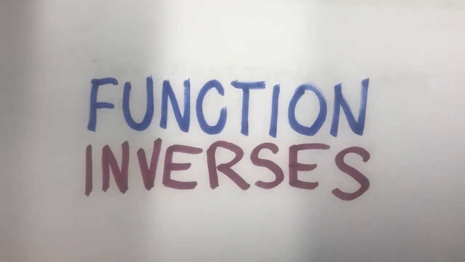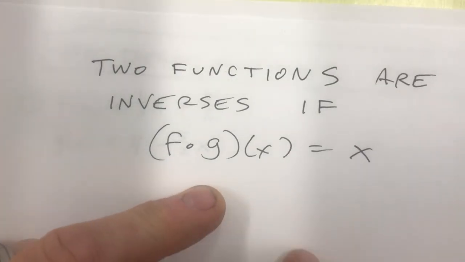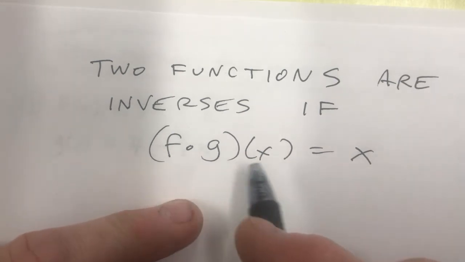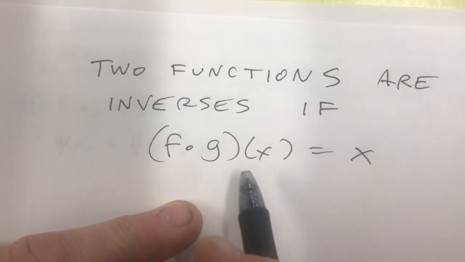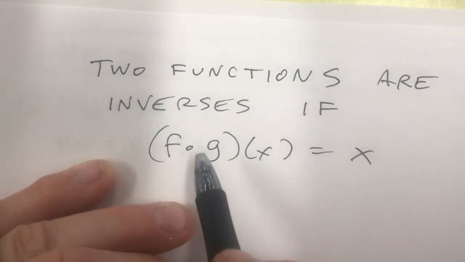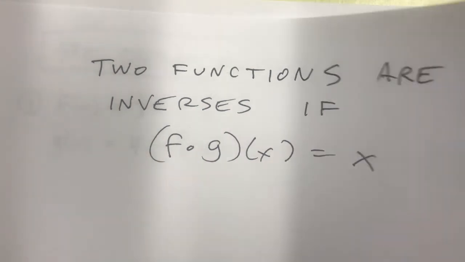All right, we're looking at function inverses today. Two functions are inverses if I do the composition of f of g of x and I get x. When this happens, I know that two functions are inverses of each other. Now, I'll explain more about this in just a second, but here's the reason we do functions right here.